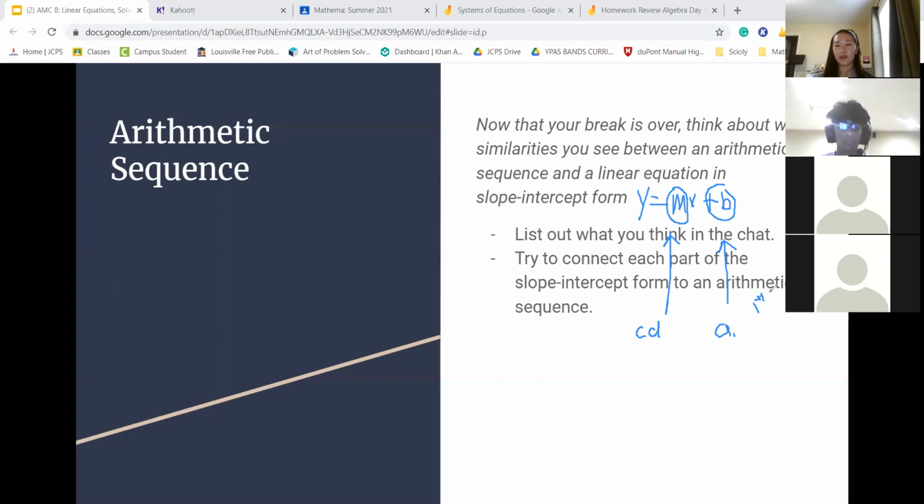And then y would be our nth term, a random term in our sequence. And then this x would be n, which term it is, like the 5th term, the 9th term. Basically we're just starting with this number and adding the common difference a certain number of times to get a term in our sequence. So if that makes sense.